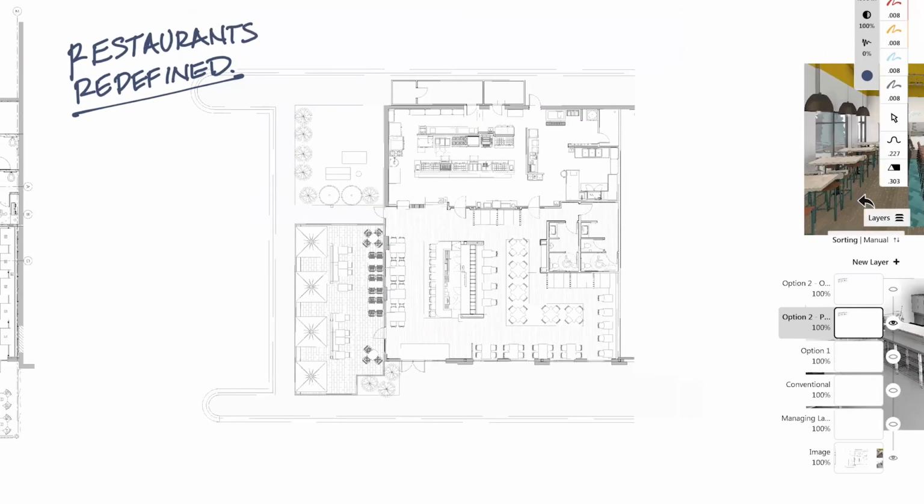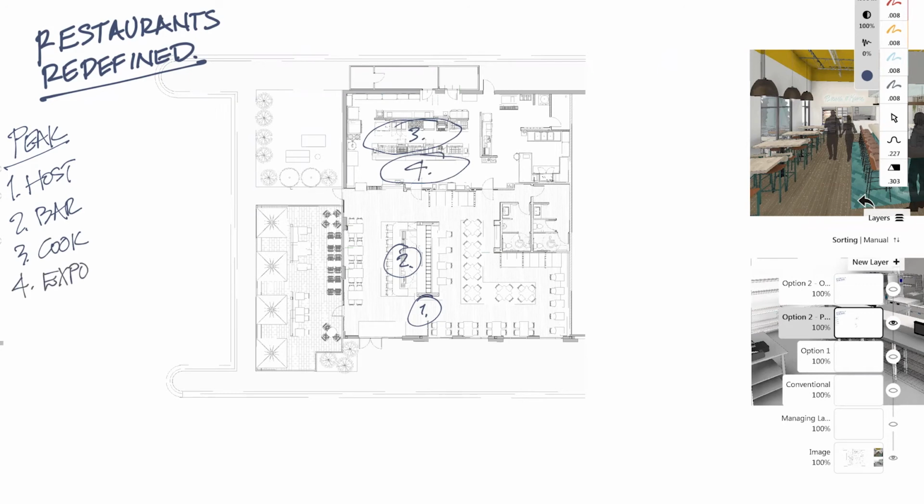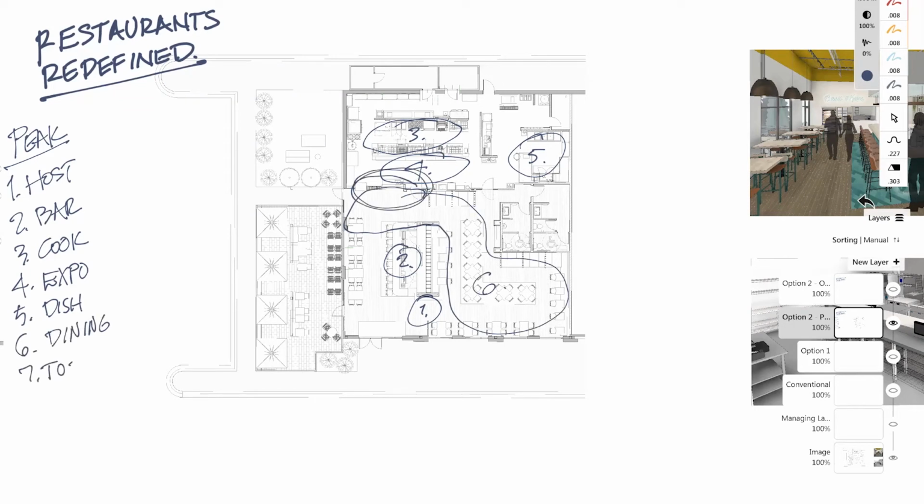In our example of Restaurants Redefined, we've got a lot of opportunities here because now we've completely rearranged the dining area. We've changed adjacencies of the different labor centers. Now, when we look at this during peak, we've got the host, which is here. We've got the bar, which is here. So 1 is host, 2 is bar, 3 is your cook line, 4 is expo, 5 is dish, and 6 is dining. And then the key to-go right here is 7.